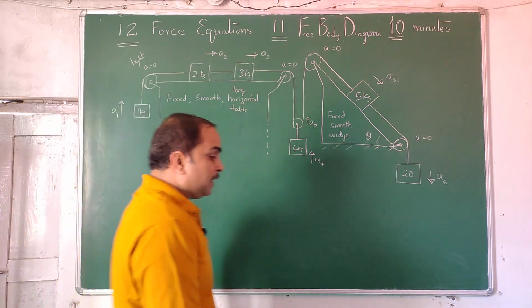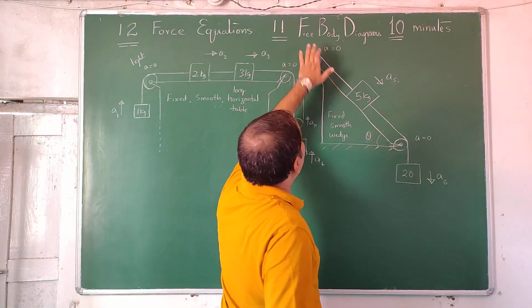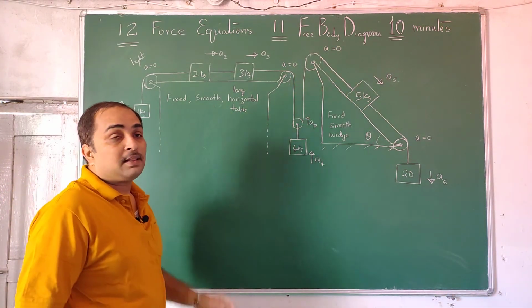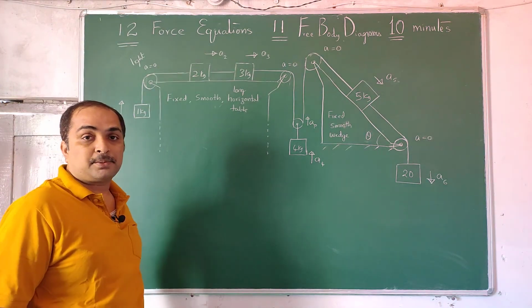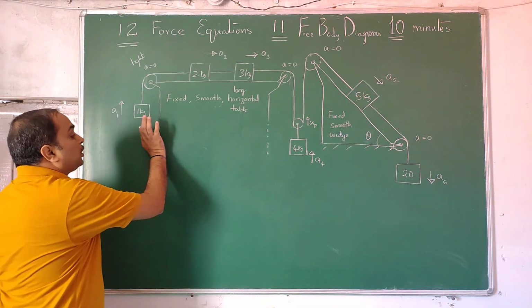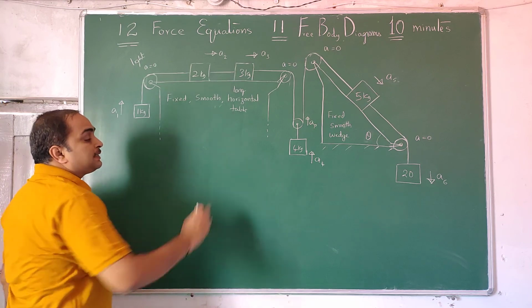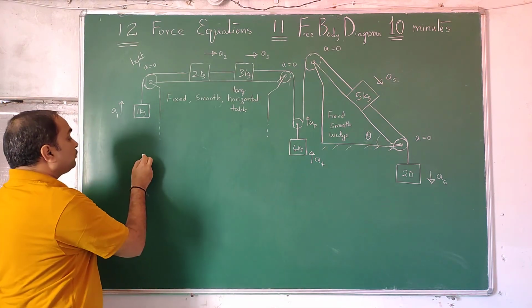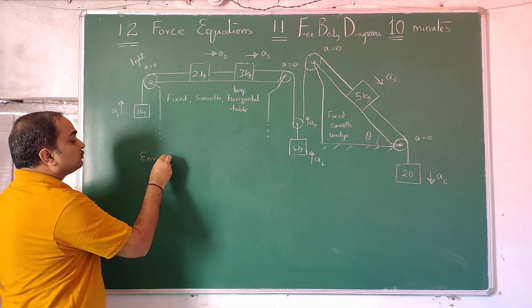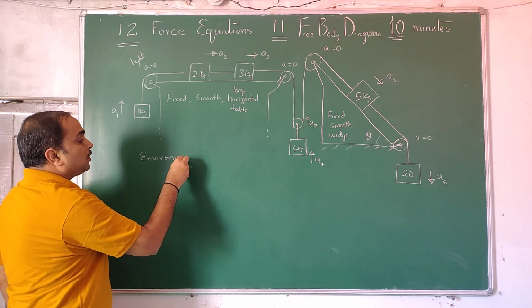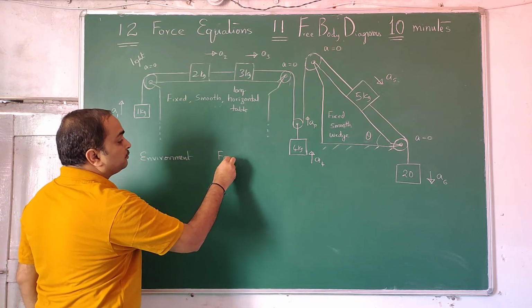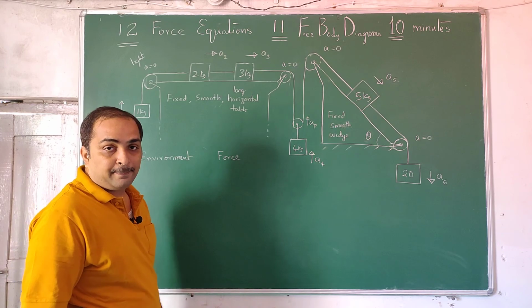So first I will draw 11 free body diagrams. Then I will write 12 force equations. Now the book I always recommend, Resnick and Halliday, says that environment should be replaced with a force in the FBD.